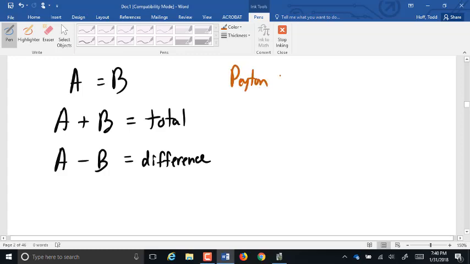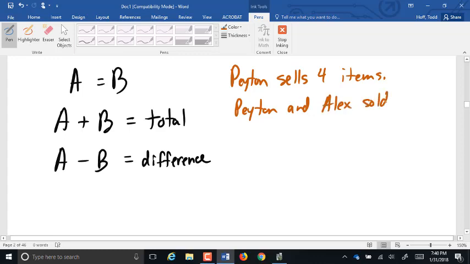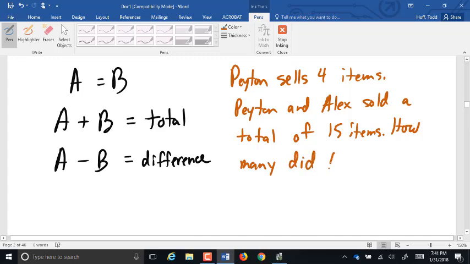So let's look at an example of that. Let's say Peyton sells 4 items. Now, let's see, I'm gonna be careful here. Peyton sells 4 items. Peyton and Alex sold a total of 15 items. How many did Alex sell?